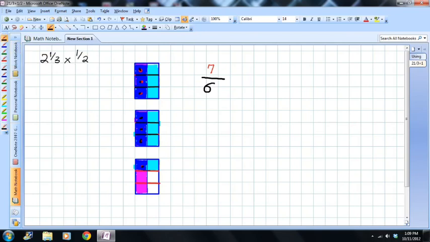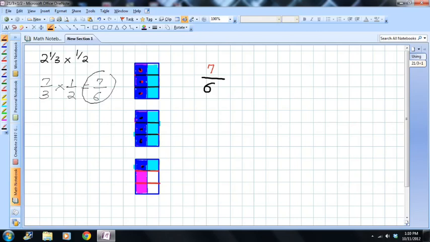So 2 1/3, we rewrite that as an improper fraction. 2 1/3, 2 times 3 is 6, plus 1 is 7/3. And we multiply that by 1/2. Numerator times numerator, denominator times denominator, so that's equal to 7 over 6. So that verifies that.